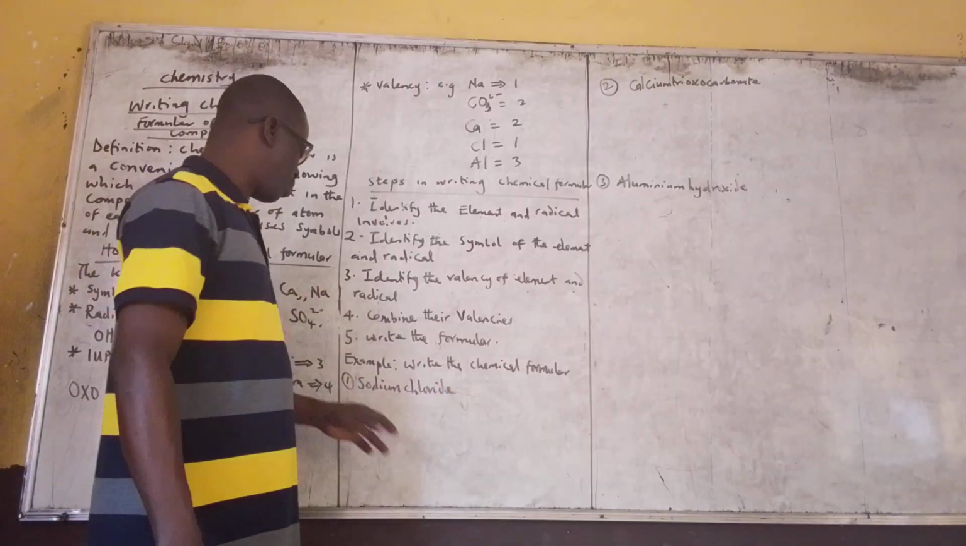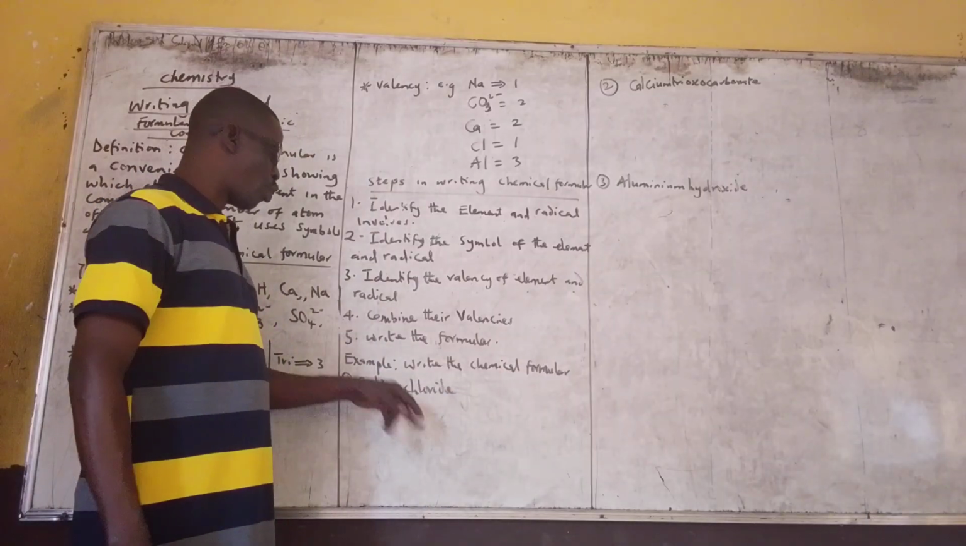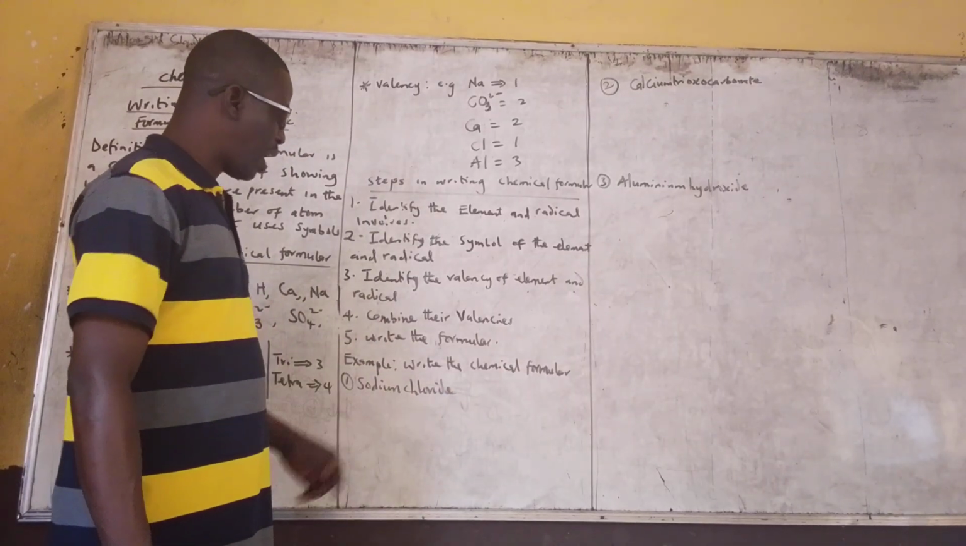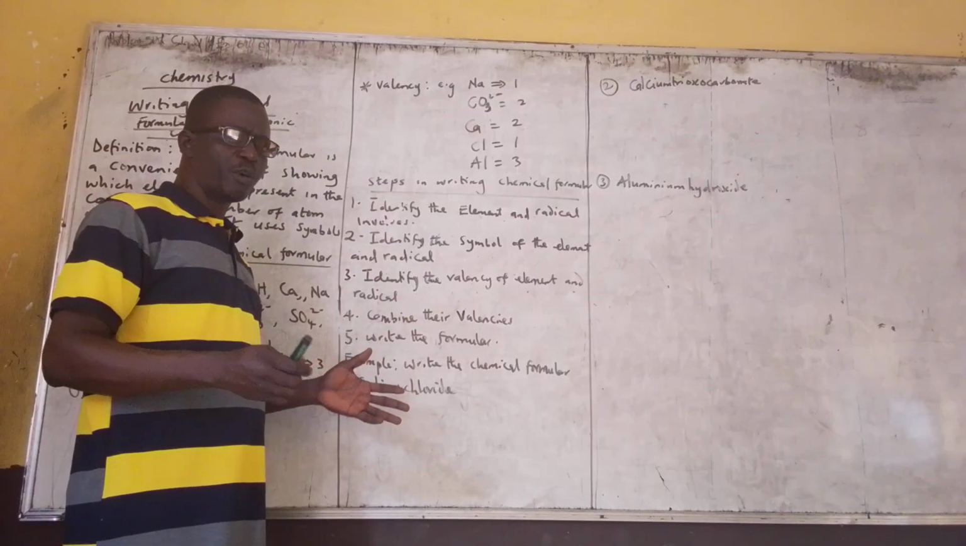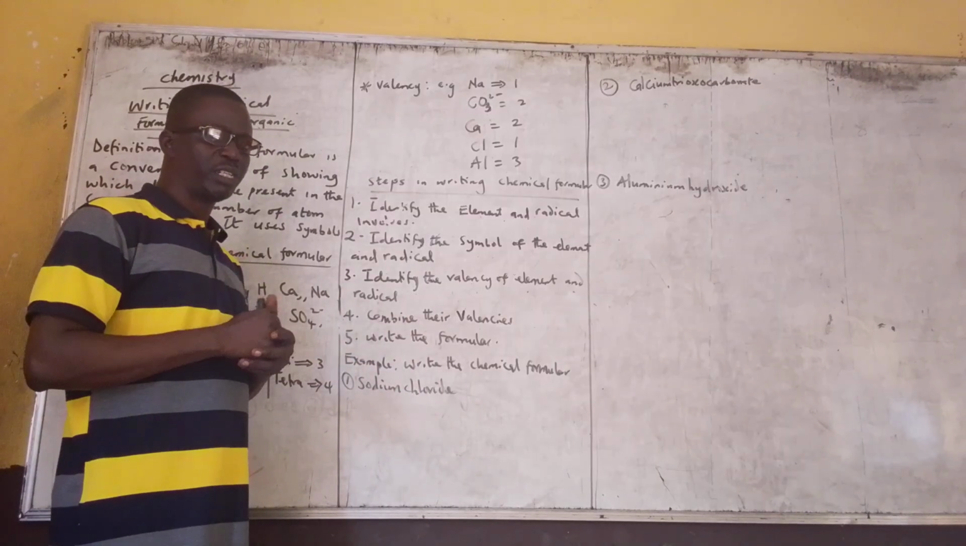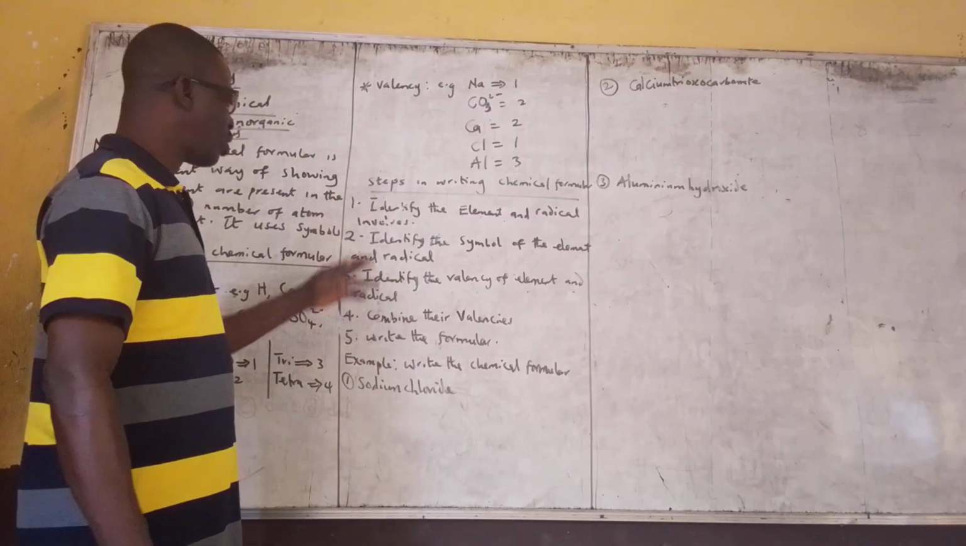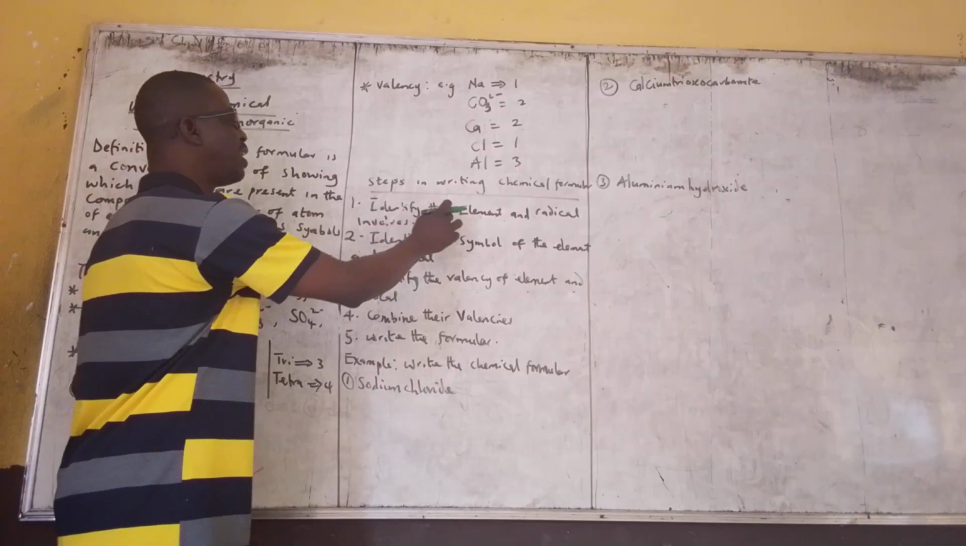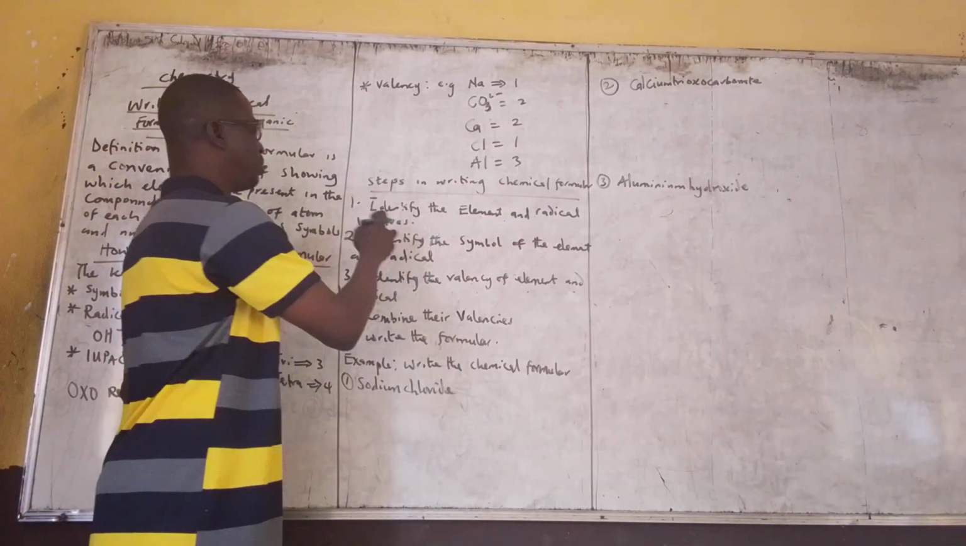Write the chemical formula. 1. Sodium chloride. How do we write the chemical formula of sodium chloride? That is very easy by following these steps. Step number 1. Identify the element and the radical involved.